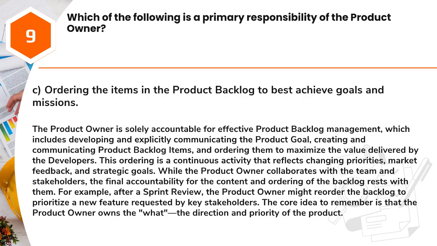While the product owner collaborates with the team and stakeholders, the final accountability for the content and ordering of the backlog rests with them. For example, after a sprint review, the product owner might reorder the backlog to prioritize a new feature requested by key stakeholders. The core idea to remember is that the product owner owns the what, the direction and priority of the product.